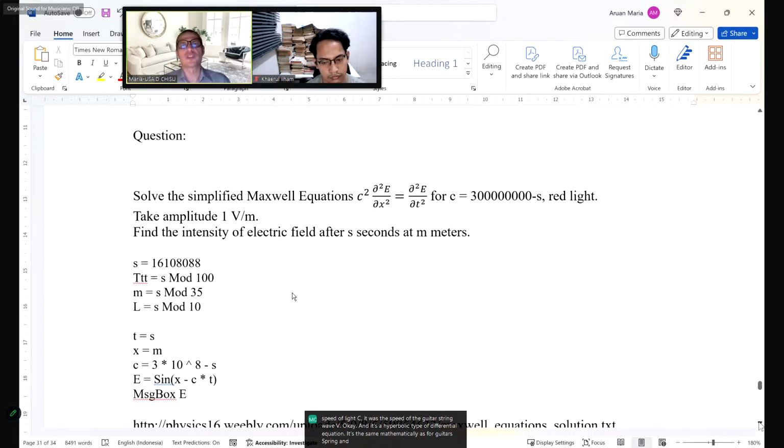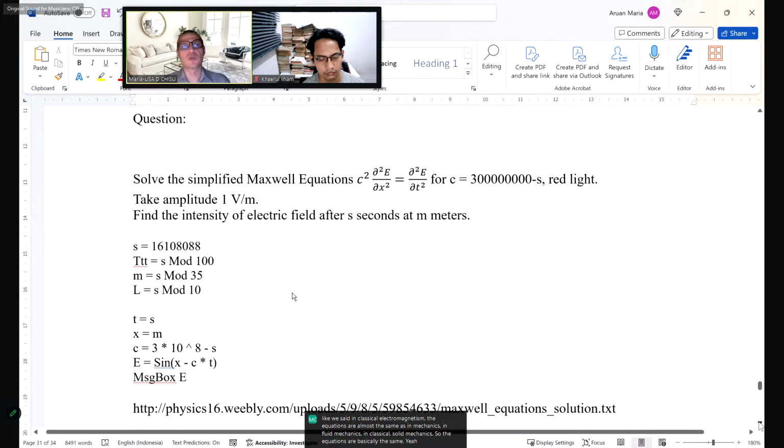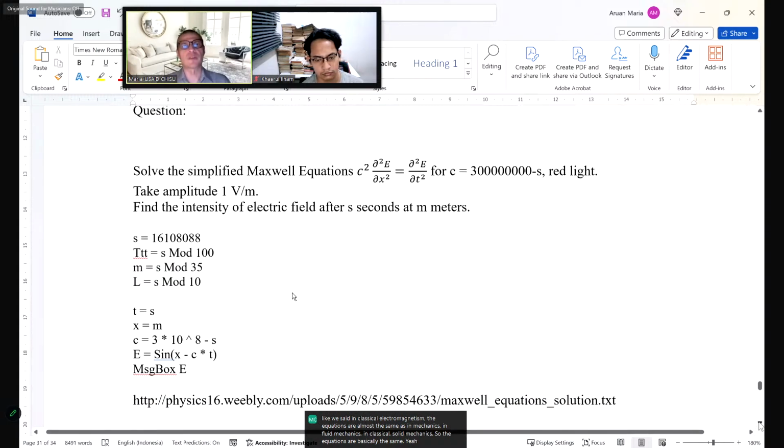And basically, just like we said, in classical electromagnetism, the equations are almost the same as in mechanics, in fluid mechanics, in classical solid mechanics. So the equations are basically the same, and the solutions are mathematically the same. Questions, please. Comments.